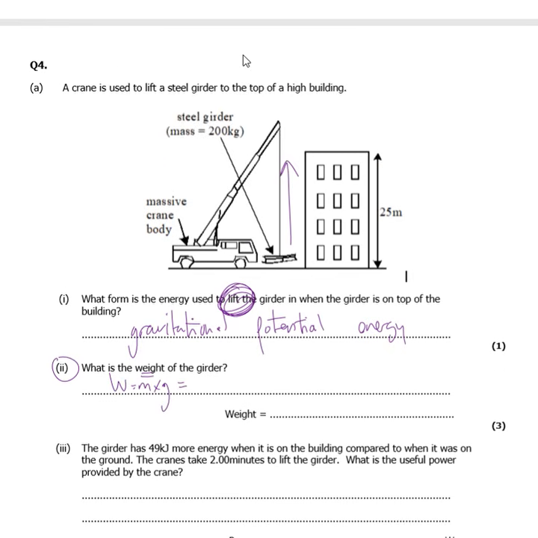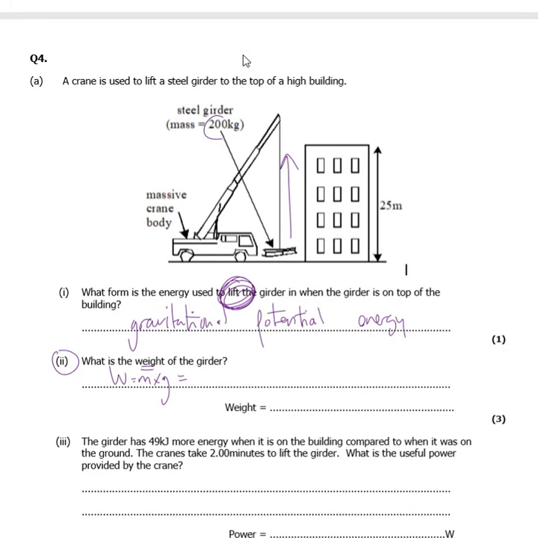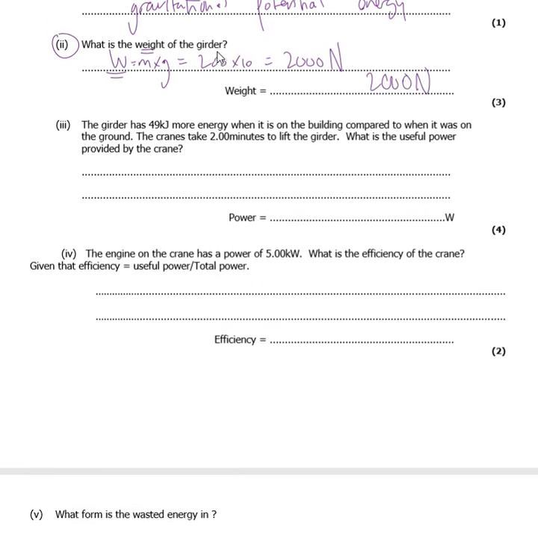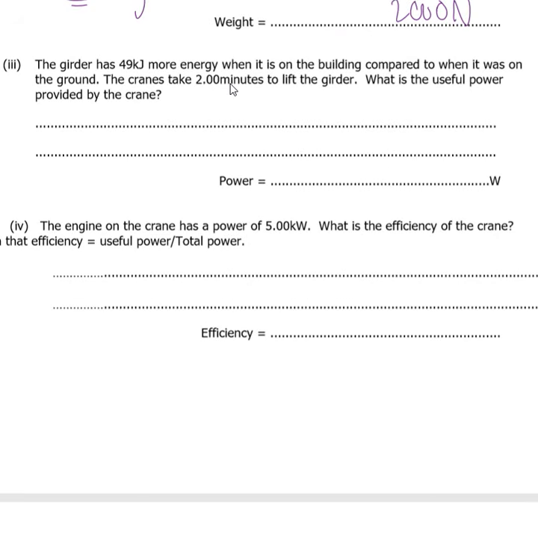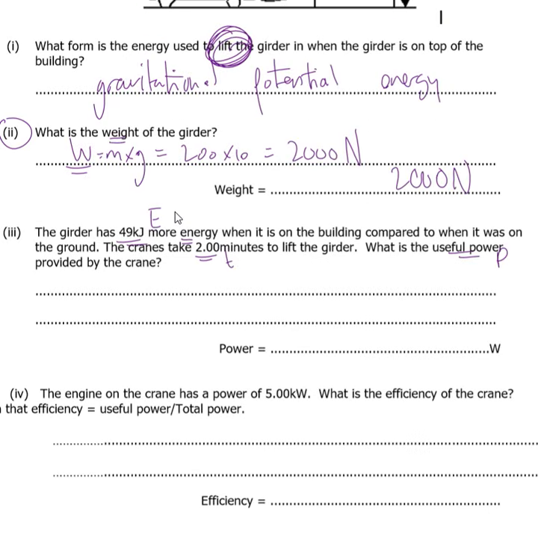Mass, what is the mass? Mass we know, look, 200. Gravity is 10, so therefore 2000. Now, weight is a force, so it's Newton. So it's 2000 Newton. Okay. Now, the question here: we have joules, energy. So this is E, energy. It takes 2 minutes of time. What is the power? Now, what is the equation for this one? What is the equation we need?